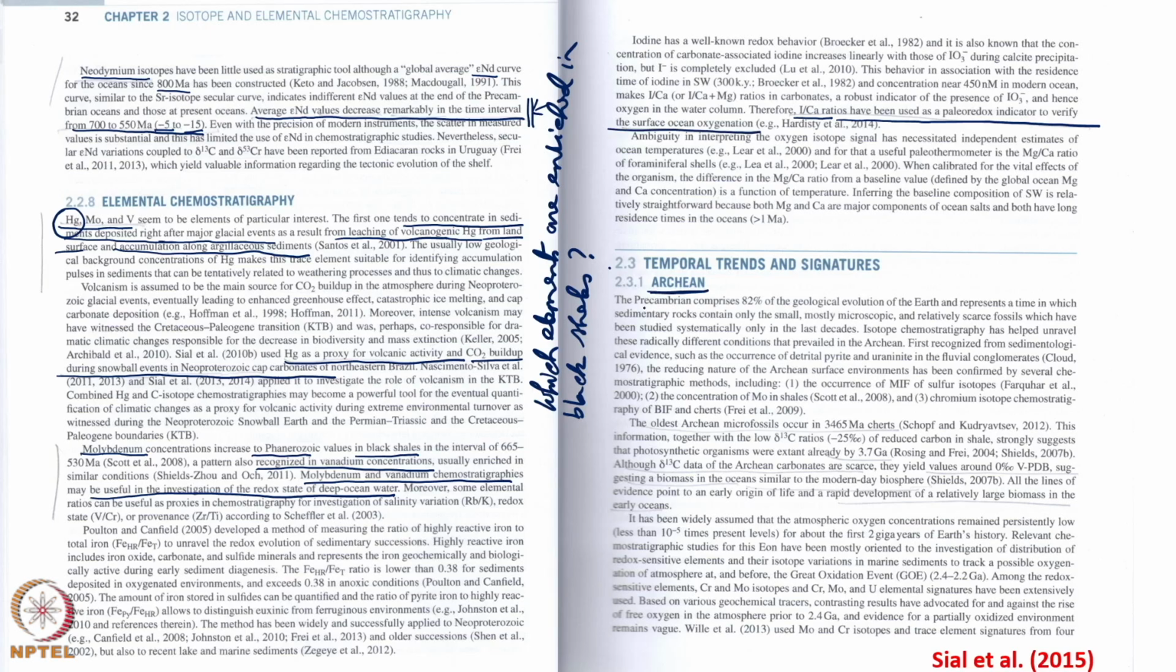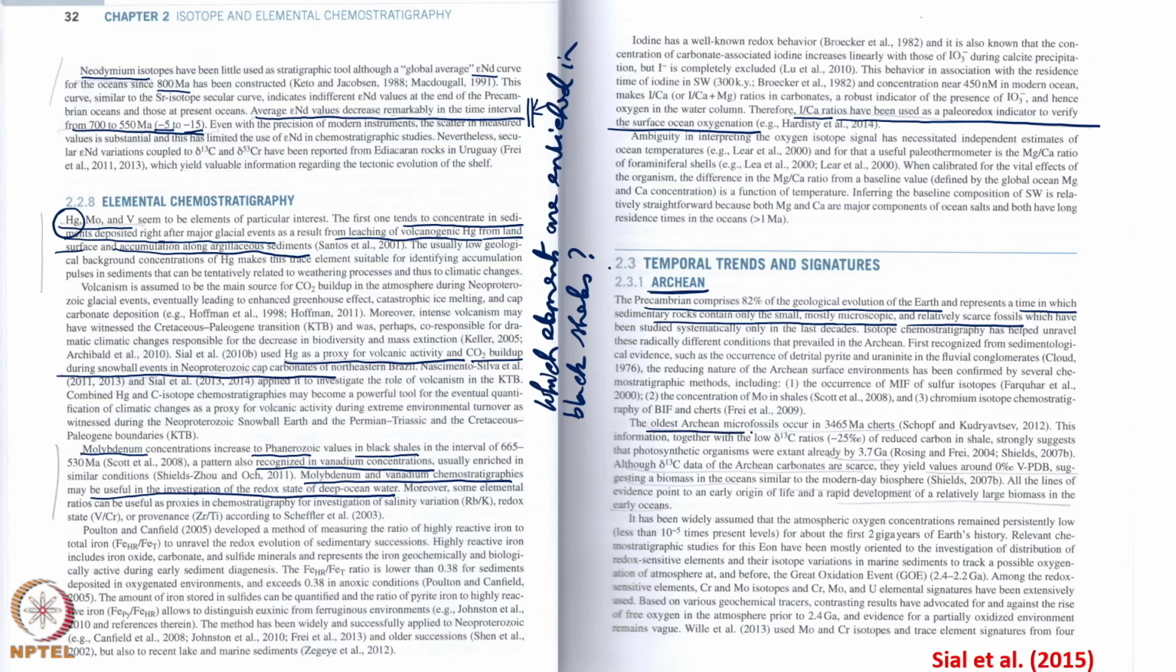Now, let us look at, geological time wise, what are the temporal trends and signatures of the Earth's chemicals. The Precambrian comprises 82% of the geological evolution of the Earth, and this is the time when the sedimentary rocks contain only small, mostly microscopic and relatively scarce fossils. Fossils were very little, life was in a very primitive form, and their preservation potential was also very poor.